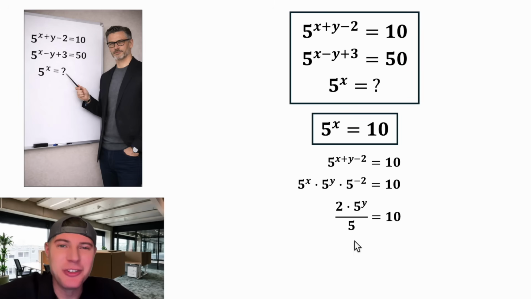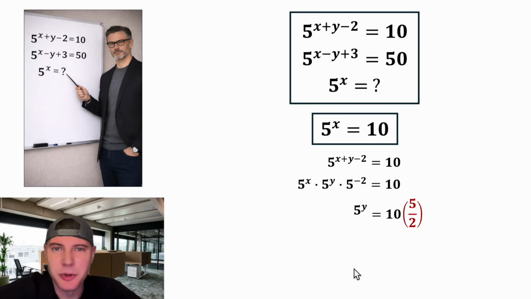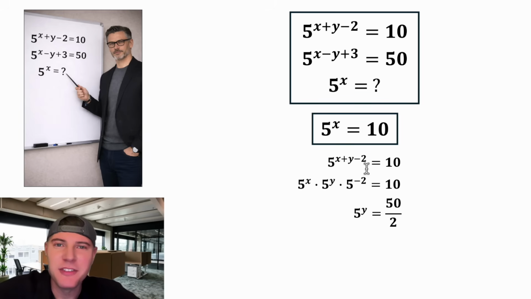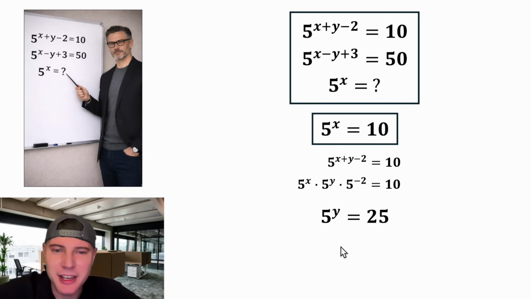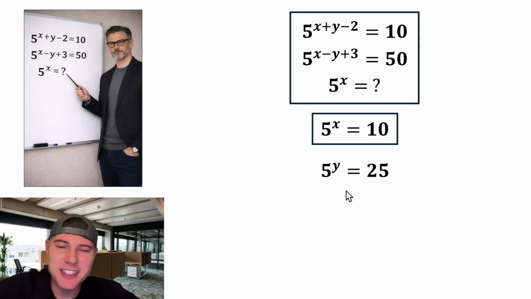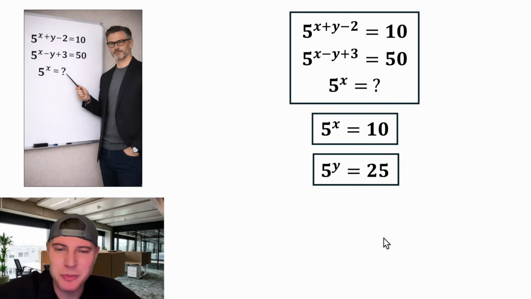Next, to get rid of the 2/5, we can multiply both sides of the equation by 5 over 2. On the left-hand side, the 5 over 2 and the 2 over 5 are going to cancel each other out. So we're going to be left with 5 to the power of y. And then on the right-hand side, 10 times 5 over 2, we can change the 10 into 10 over 1 and multiply across. 10 times 5 is equal to 50, and 1 times 2 is equal to 2. 50 divided by 2 is equal to 25, and now we have 5 to the power of y. It's equal to 25. This is the answer to our follow-up question. Let's put a box around it.